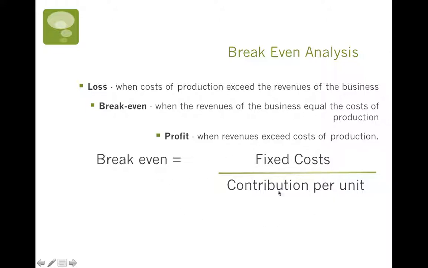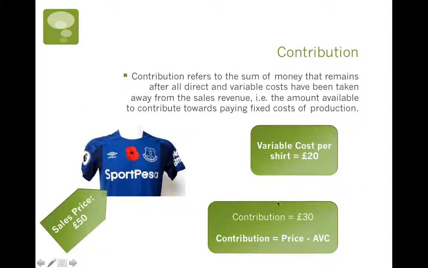So if we think about contribution that we've just talked about, break even is the fixed costs divided by the contribution per unit. And I'm going to go back because remember, the contribution per unit, this number is the price minus the average variable cost. So the price of the selling of the shirt minus the amount it's cost to make that shirt. We've already paid for the variable costs when we get to the contribution because this is what's left over. So this is what's contributing towards paying those fixed costs, the rent, the insurance, etc.